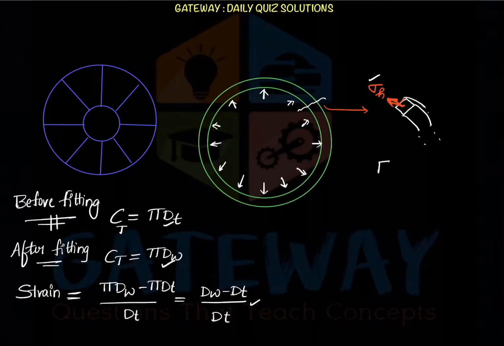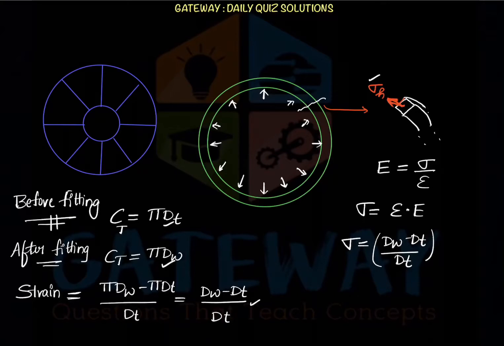So for normal stress and strain within the elastic limit, by Hooke's law, E is nothing but sigma upon epsilon, nothing but stress upon strain. From here we can calculate the value of stress as strain into Young's modulus. So here also stress acting in the member is nothing but strain, dw minus dt upon dt, into the value of E was given in the question, 200 gigapascals, nothing but 200 into 10 power 9 pascals, and the maximum permissible value of sigma was given in the question, 120 megapascals, so 120 into 10 power 6, and dw was given in the question as 1.2 meters.